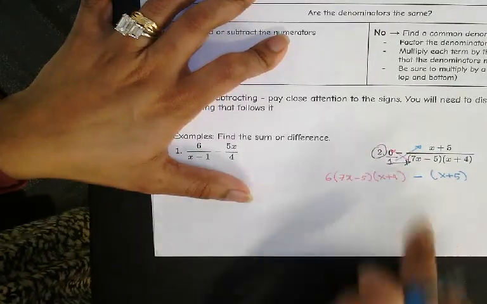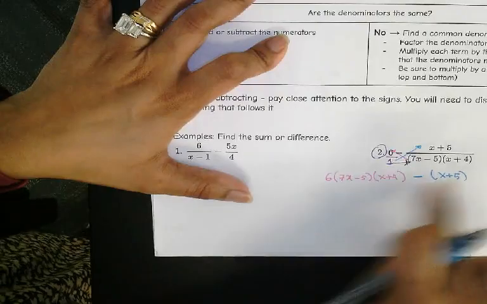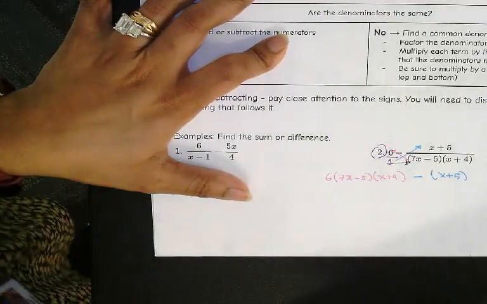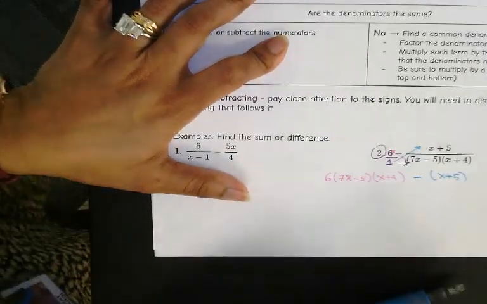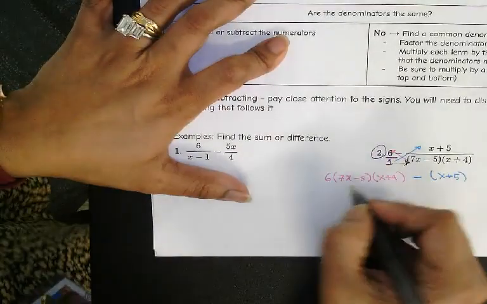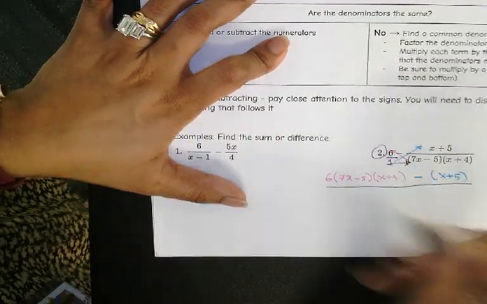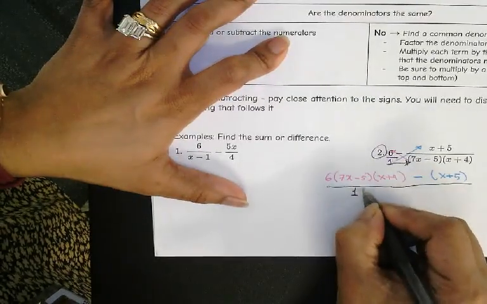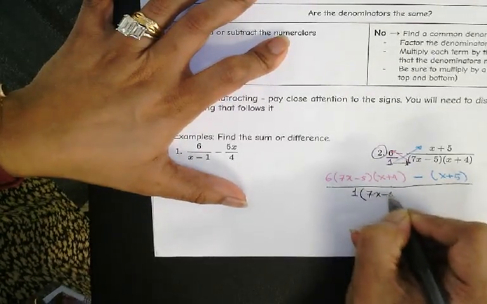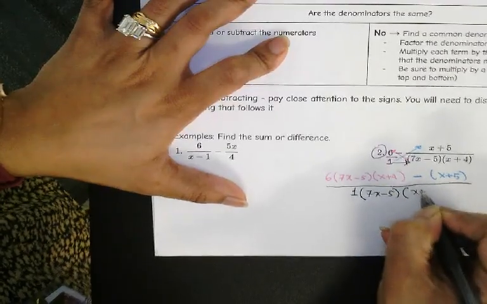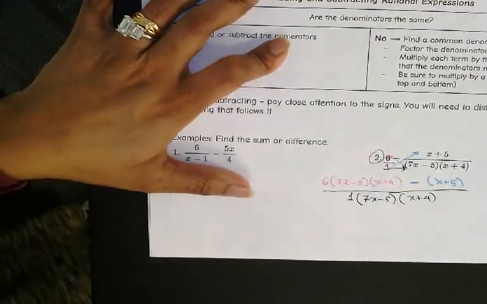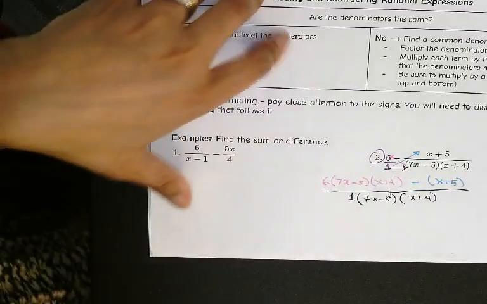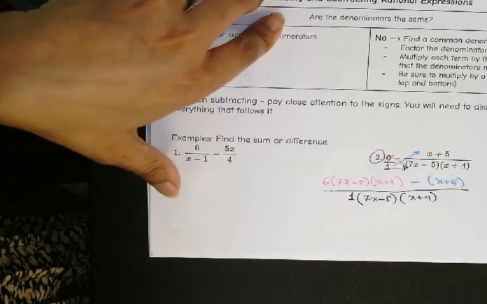Otherwise, you might forget that I have this negative for both of them. I have to distribute it for both of them. Okay, so keep that in mind. If you can keep track of everything without writing, that's fine. Now, 1 times this whole thing. So 1 times 7x minus 5, x plus 4. Are we good up to here?